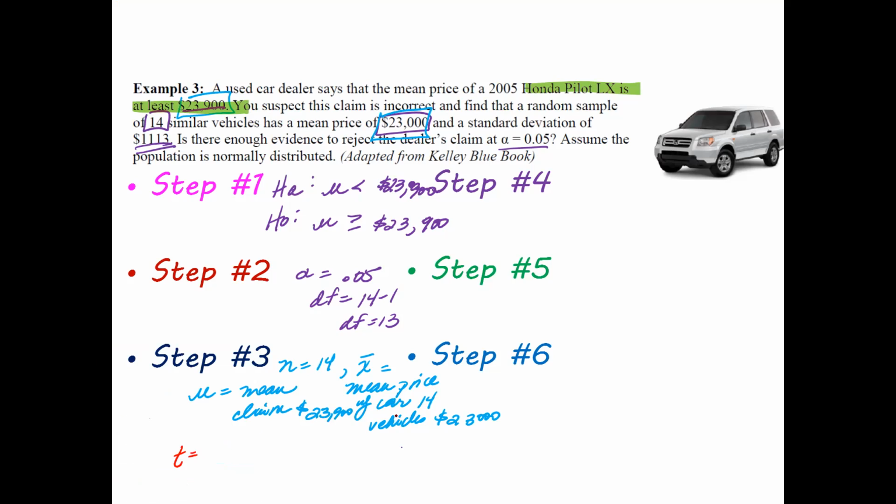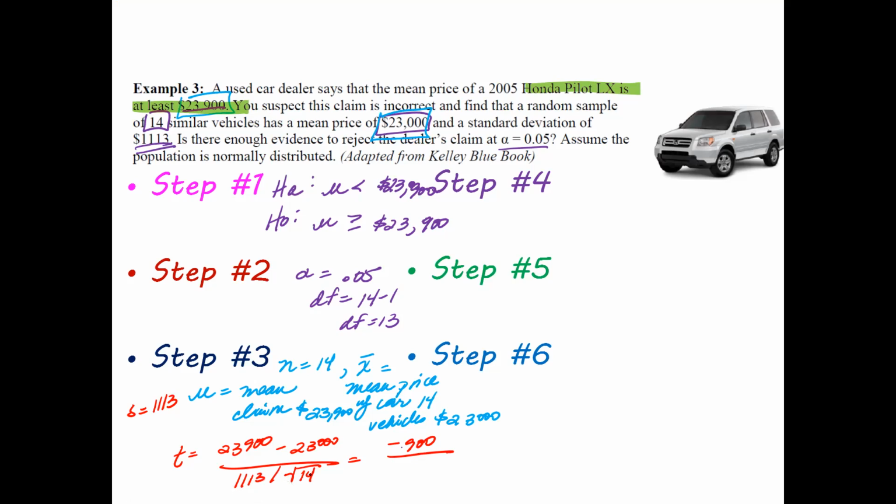All right, so now that you have this information, let's plug it into your equation. T equals x bar minus mu. So that's 23,900 minus 23,000 divided by s. Now, if you look at this, what is your s? Your s, or your standard deviation, is 1,113, not minus, but divided by the square root of the 14 vehicles.